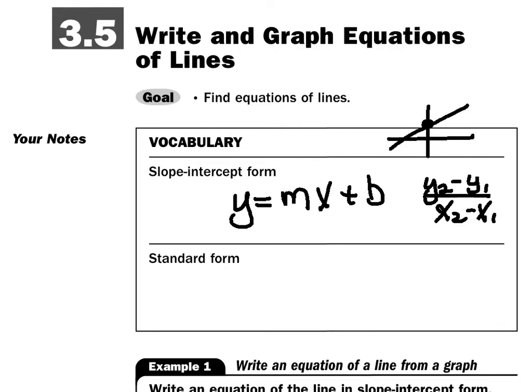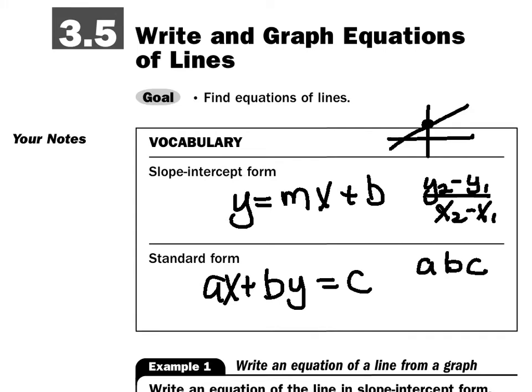Standard form is ax plus by equals c, where a, b, and c are numbers. All right.